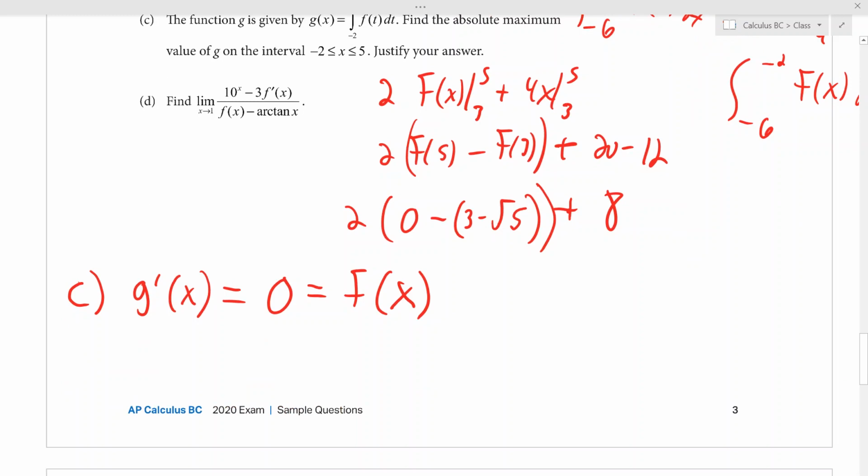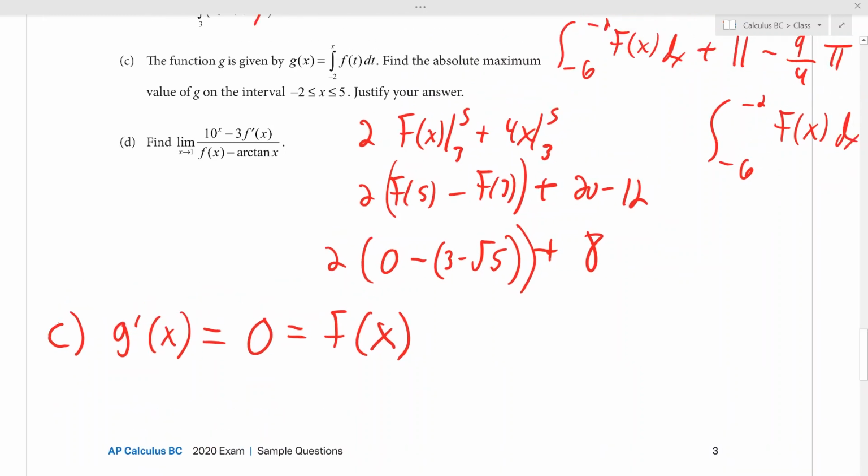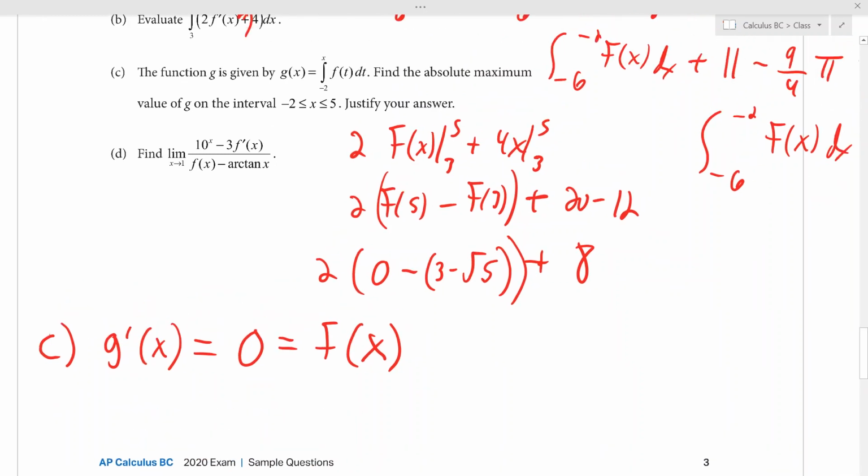So there you go. Now all we need, again, to find an absolute max, you show, hey, I need to know where the derivative is 0. If it's not explicitly written what the derivative is, you should write that. So g prime is f of x. That's a pretty easy relationship there.